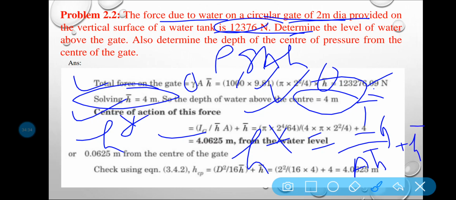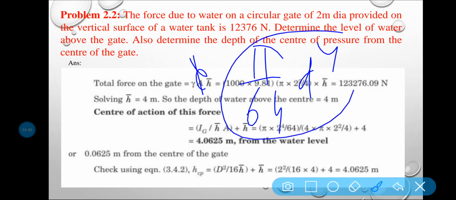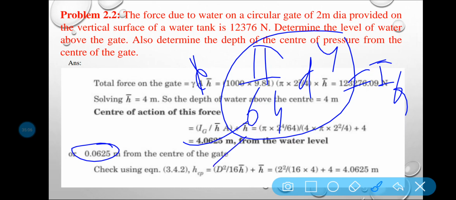So this equation, and now all the values are given, and Ig is equal to what? Ig is equal to bd cube by 12 for a rectangle. Here it is circular, so it is pi by 64 d to the power 4. That is your Ig, that means the moment of inertia about the center. So from this equation you can get this is your h star, or 0.0625 meter from the center of the gate.